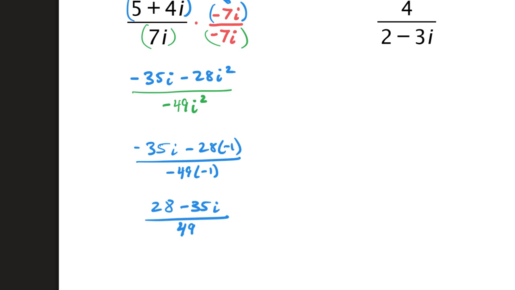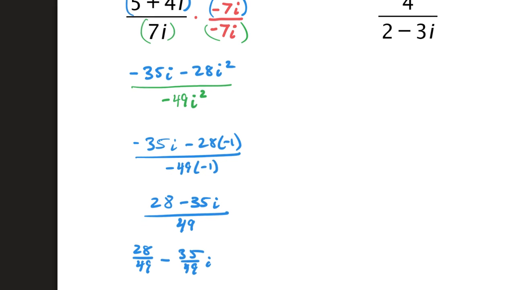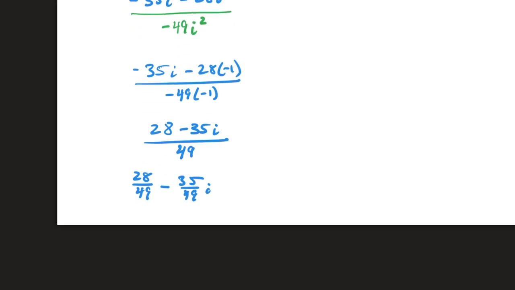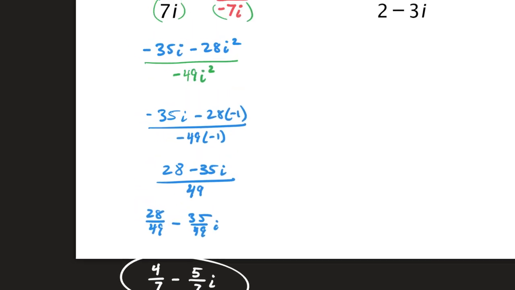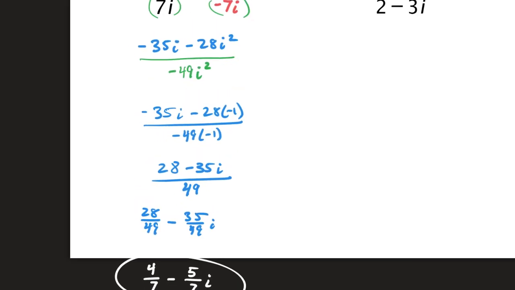One more thing I'd like to do, I'm just going to rewrite this as 28 over 49 minus 35 over 49 times i to get it in that complex form. And then last, I'm just going to simplify my fractions. So I know both 28 and 49 are divisible by 7. So I get 4 over 7 minus, and you know what? 35 and 49 are also divisible by 7. 5 over 7i. And that is my final answer. See, there's no way to just simplify fractions and come up with this. We would not be successful if we tried.